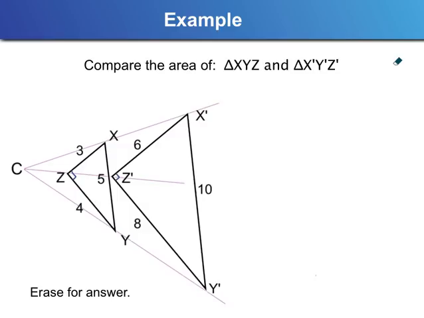Now I want you to compare the areas of the two triangles, triangle XYZ and triangle X prime Y prime Z prime. I want you to notice both of them are right triangles. I know that's the case because each triangle satisfies the Pythagorean theorem. If I take the square of each of the shorter sides and add them together, it's equal to the square of the longest side. So I know that they are right triangles. Find the area of the two triangles. Press pause on your video now, and when you're ready to see the answer, press play again.